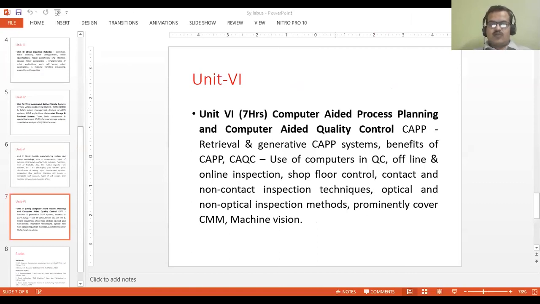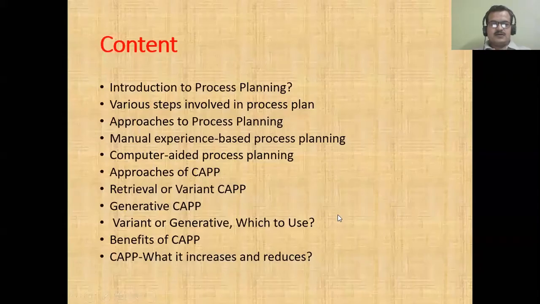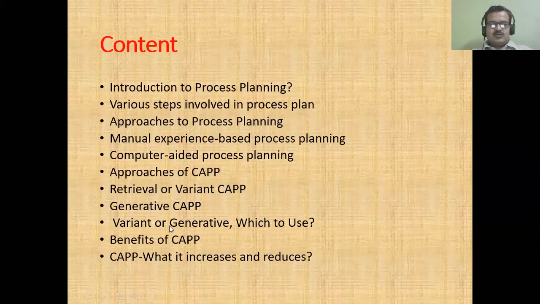So let us recap what we discussed yesterday. We discussed manual, experience based process planning, then computer aided process planning, then approaches of computer aided process planning, retrieval or variant type of CAPP, and generative CAPP. Then we discussed which to use: which would you recommend to the industry, in what situation or condition should industry go for either variant or retrieval type or generative type of CAPP. And we have seen benefits of CAPP.